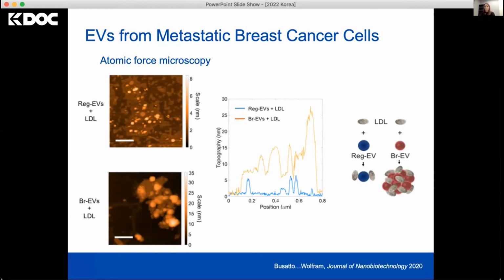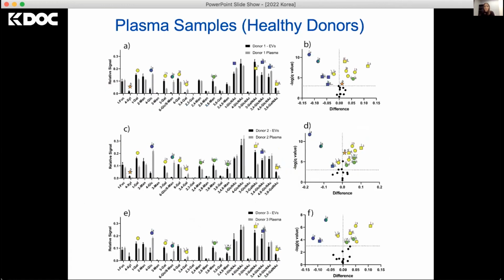And so this is AFM, but we also have some very exciting cryogenic transmission electron microscopy showing that extracellular vesicles actually interact and fuse with lipoproteins in vivo conditions. But we don't know what that means yet.